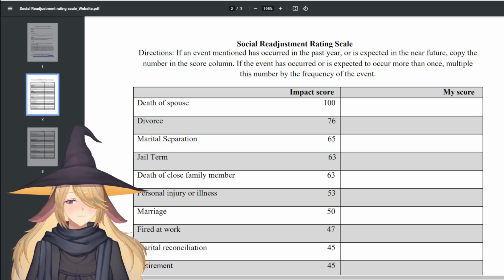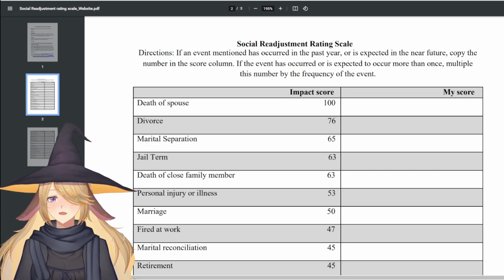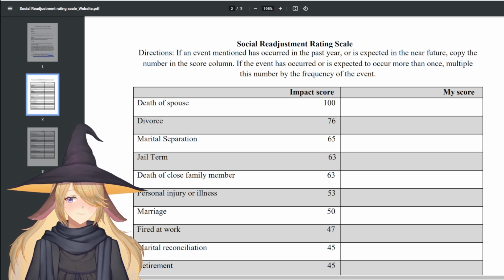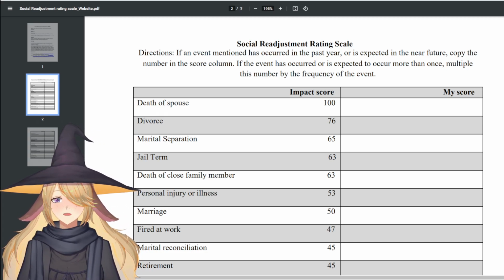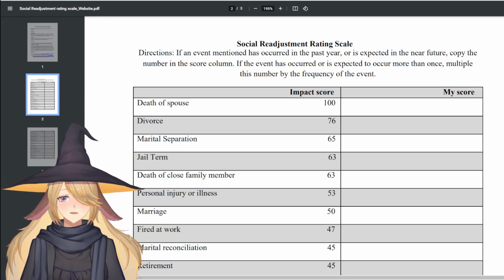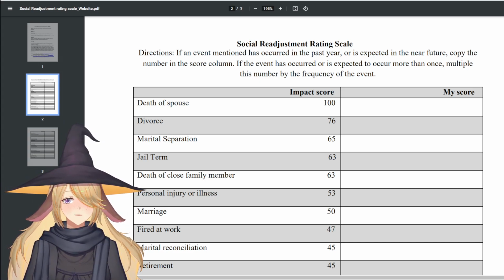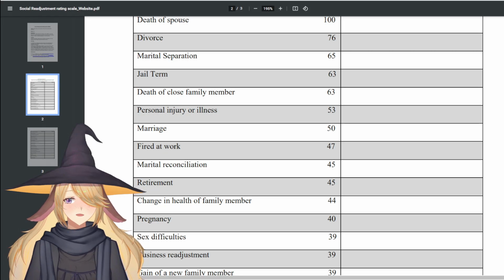A person goes through and they just rate it and they tally up and they keep track of the number of things that they have to deal with. So the death of a spouse, big impact, 100 points right there. So you're already almost there into the sort of the moderate category if you've experienced the death of a spouse. Then you have things like divorce, marital separation, being fired at work, marital reconciliation, a marriage.